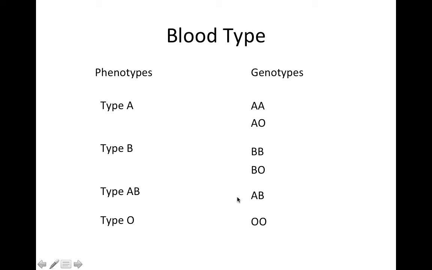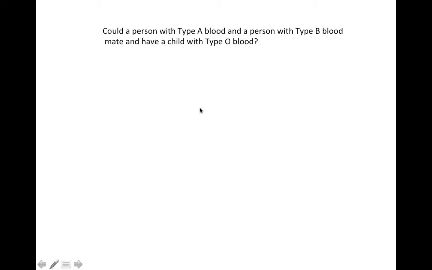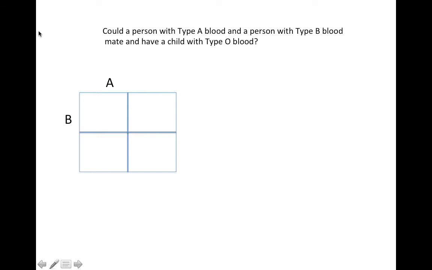If you did a cross between a person with type A blood and a person with type B blood, could they have a child with type O blood? Okay, so why don't you pause the recording and try that?